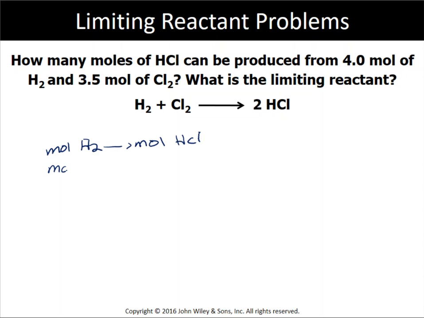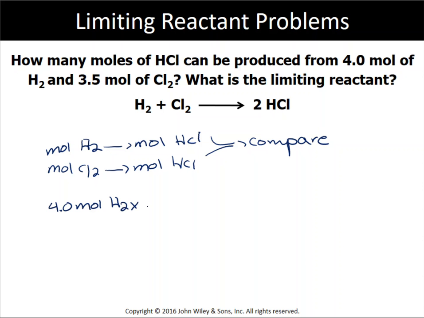And then from moles of Cl2, I'm also going to find moles of hydrochloric acid, which is my product. And then I'm going to compare them. So this is my plan. So let's do it. We have 4 moles of H2. And based on the balanced reaction, each mole H2 gives us 2 moles of hydrochloric acid, which is 8 moles of hydrochloric acid.